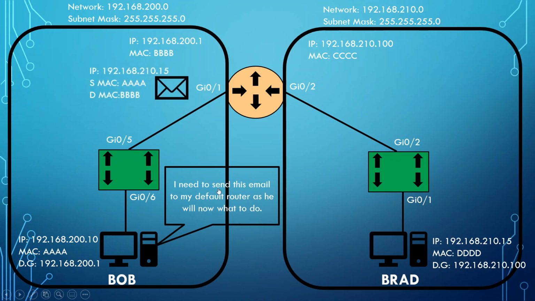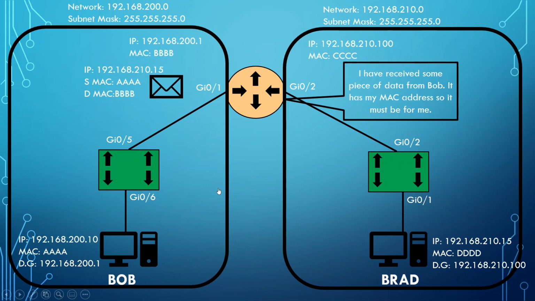So now this email has ended up at this router. Once it has received the email, the router says, okay, I received some piece of data from Bob. It has my MAC address, so it must be for me. So the router strips off the MAC address. After inspecting this data a bit more, it sees that this data isn't actually for me. This data is for 192.168.210.15. So I can see that Bob wants to go through me to reach Brad.